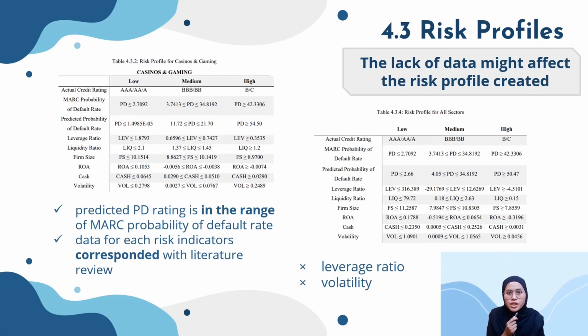Next, we move to 4.3 risk profile. The lack of data may affect the risk profile created, as there are limited and less variations of predicted PD rating and values for selected risk indicators. The predicted PD rating is still in the range of MARC probability of default rate. This means that the predicted PD is relevant. The data for each risk indicator also corresponded with our literature review, except for leverage ratio and volatility that do not have a consistent range, hence they do not affect default risk.